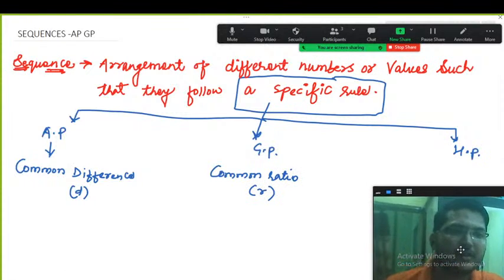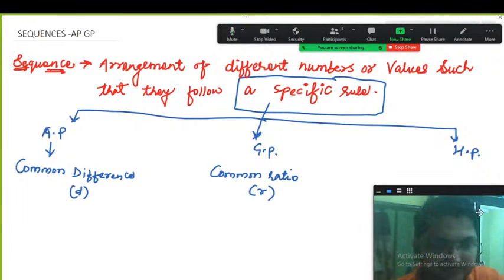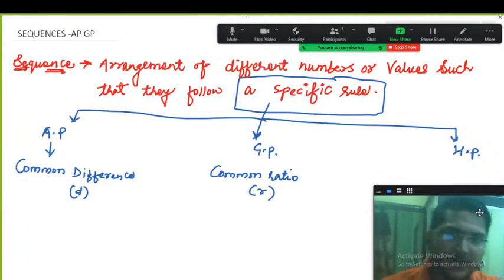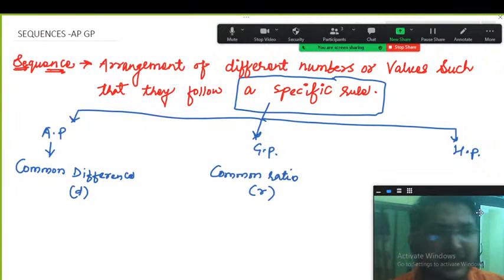And that common rule may be something else. Maybe HP, maybe some other rules as well. We don't specify by particular name, but we can have many rules. But these three are very popular and we must remember them as AP, GP and HP.